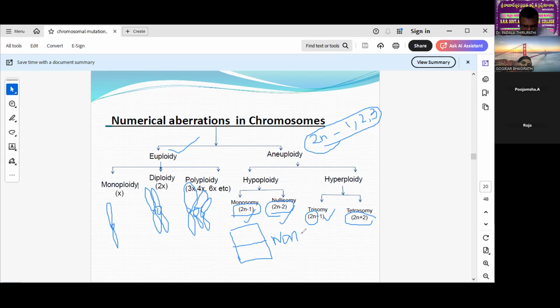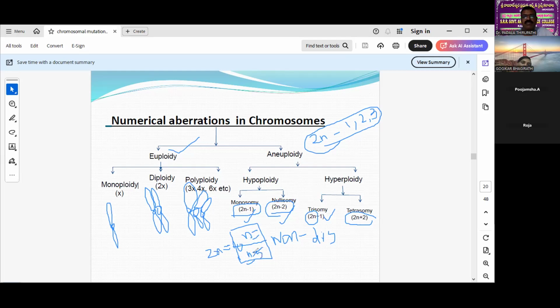Non-disjunction is the main reason for this aneuploidy. Non-disjunction means, suppose 2n is equal to 10. If 2n is equal to 10, at the time of meiosis, n is equal to 5 gamete is formed here.